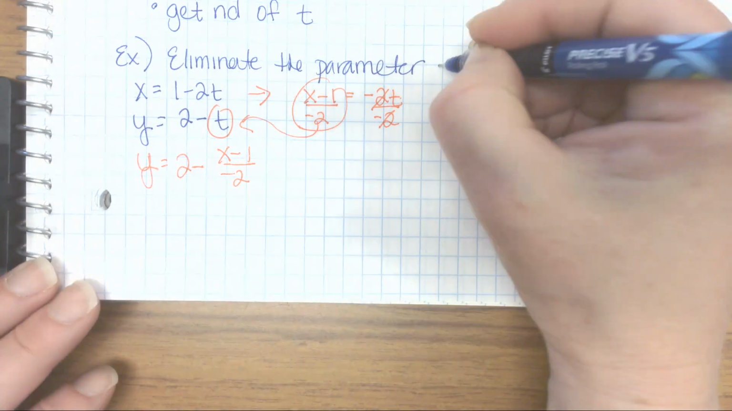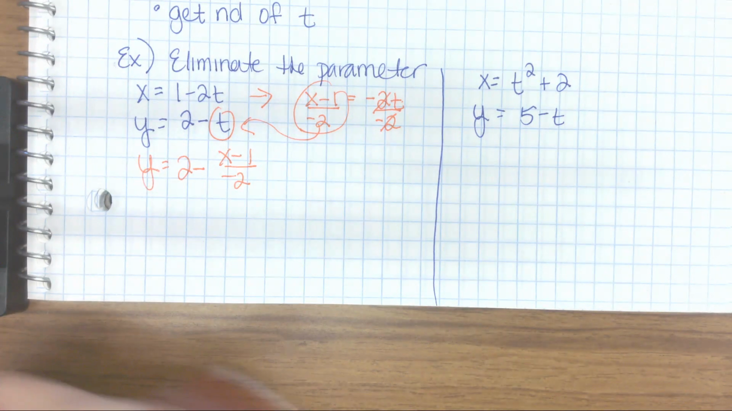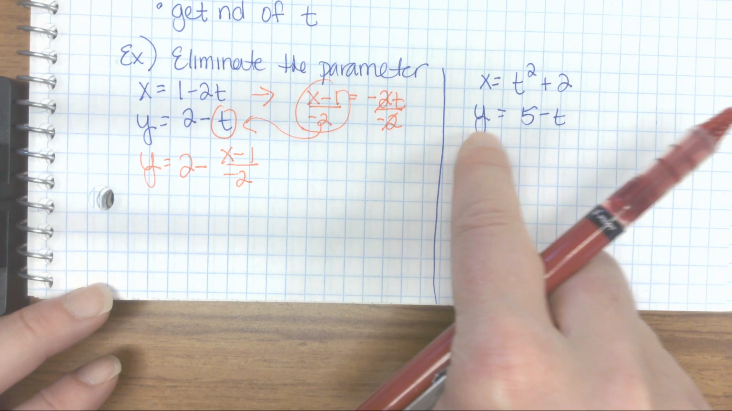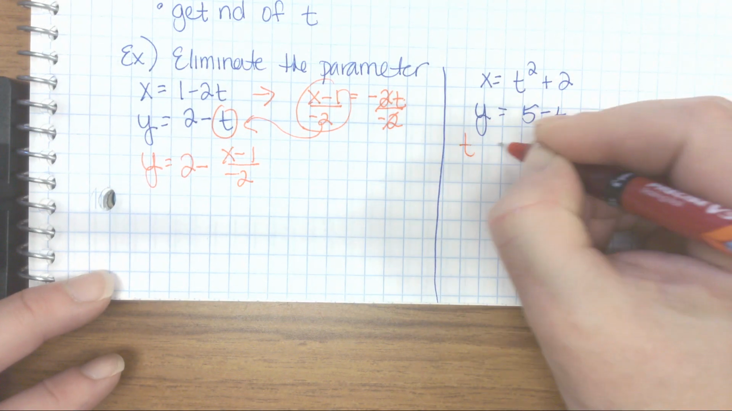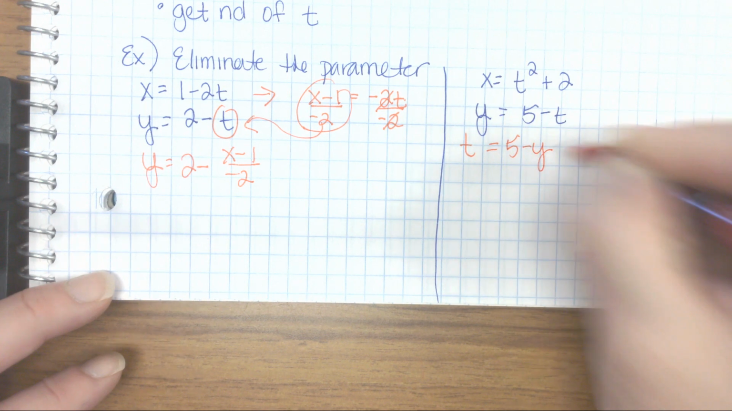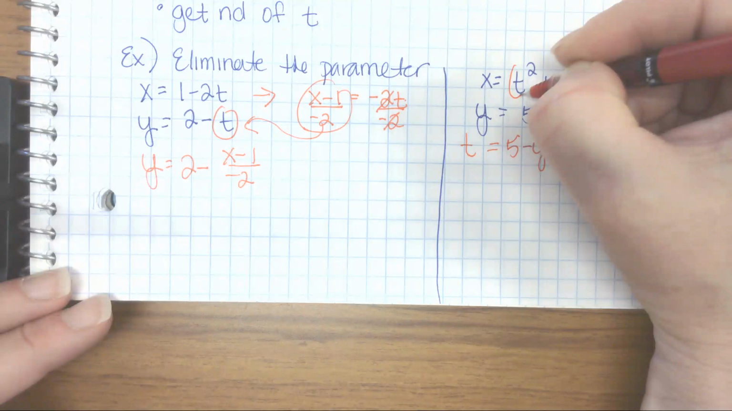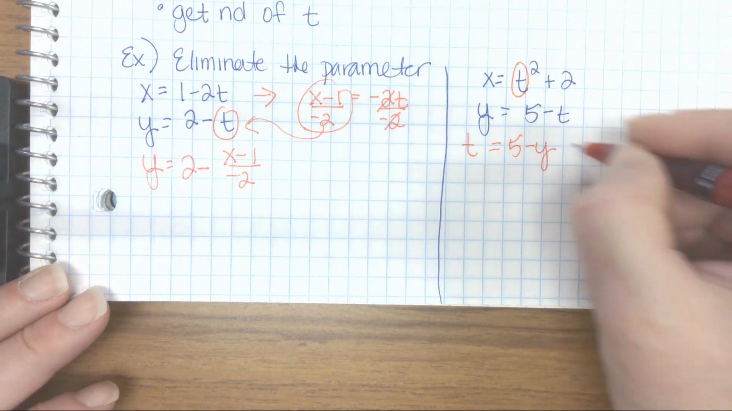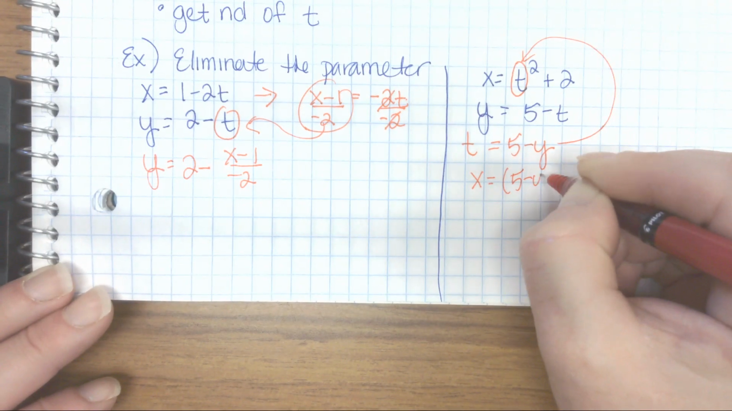What do you think would be the easier one to get t alone? Yeah, I think it would be y, because all I would have to do is flip these two around, right? Couldn't I add t to both sides and then subtract y from both sides? So then we'd have t equals 5 minus y. Okay. And then we could put it up here. Be careful though, what am I doing with t? Squaring it, so then I rewrite it. We got x equals (5 minus y) squared plus 2.